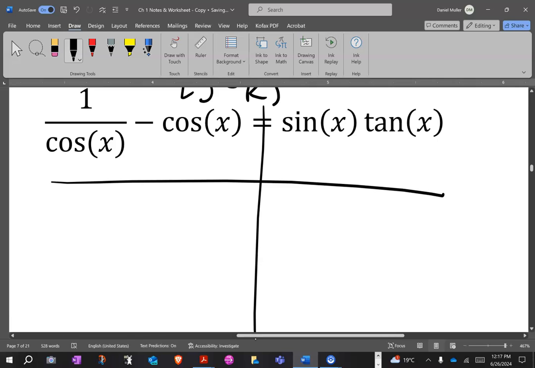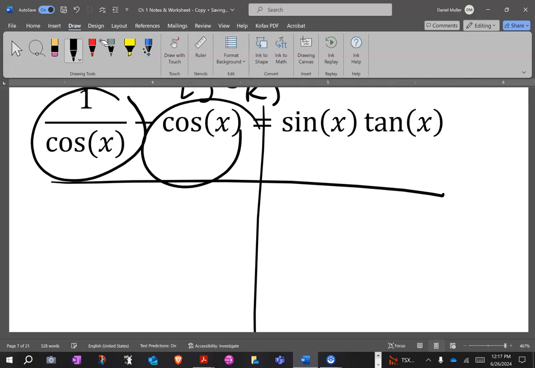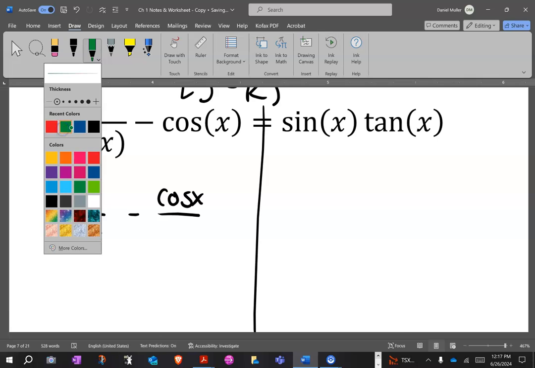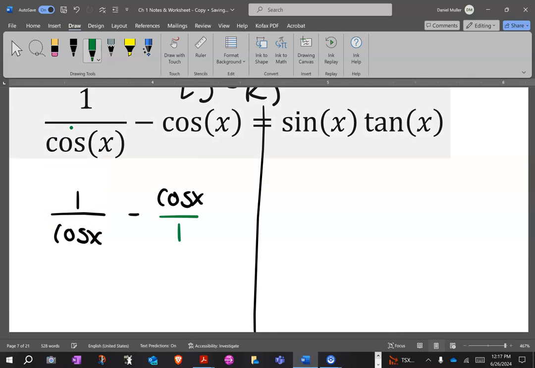So I'm going to merge them. Because I have a fraction and a number, I basically have two fractions. We have to remember that. So this is 1 over cos minus cos of x over 1. And remember, it's still a fraction, it's just over 1. And I can get a common denominator. This has a cos, so I'm going to leave this, multiply this by cos as well. That way the left and the right will both have a cos.